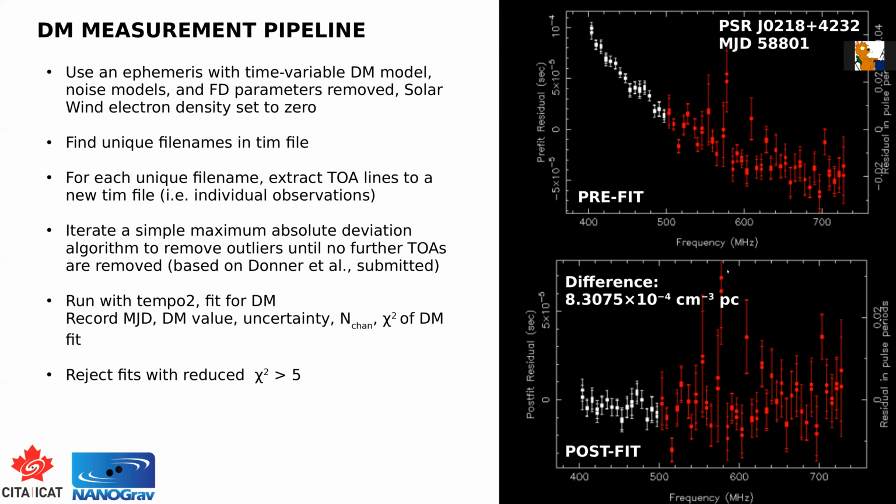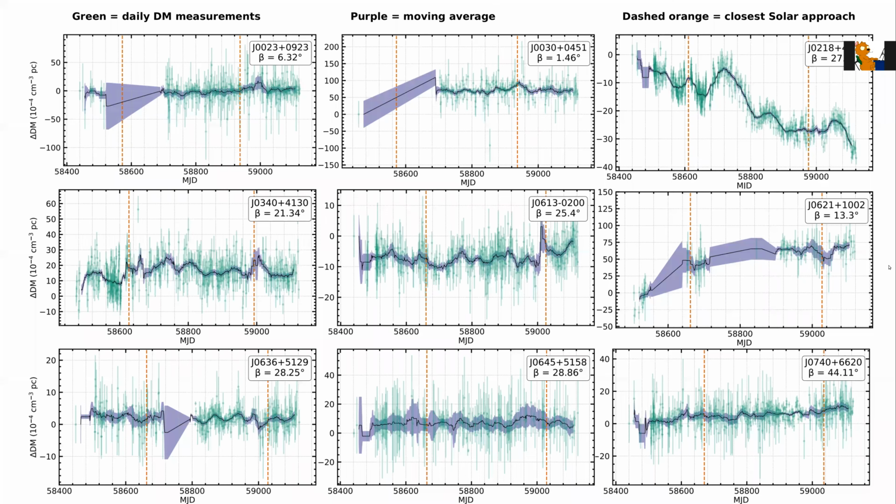In the case of this diagram that I'm showing here, the difference between the first plot that's very clearly got the wrong DM and the post-fit plot is only 8 times 10 to the -4 DM units. So in the case of this pulsar, we're very, very sensitive to small DM variations. I can go through and just really quickly show you the time series that we have for our pulsars.